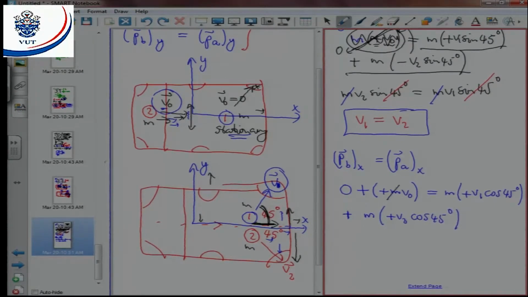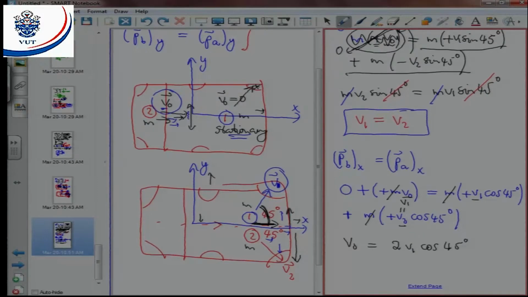If you check, the m cancels. Remember that v1 is v2, so substitute v1 over there. What we learn is on the left hand side we just have v naught equals, and then here it's v1, and then this is also v1, so it's the same term twice, so I just get twice v1 times cos 45.